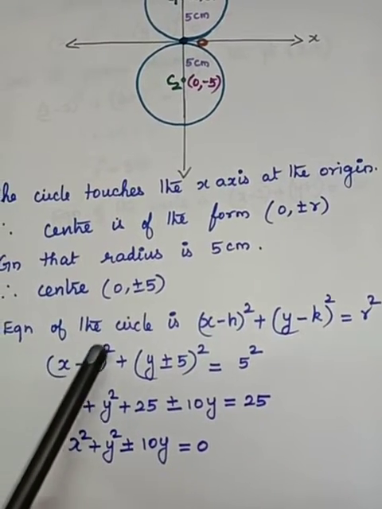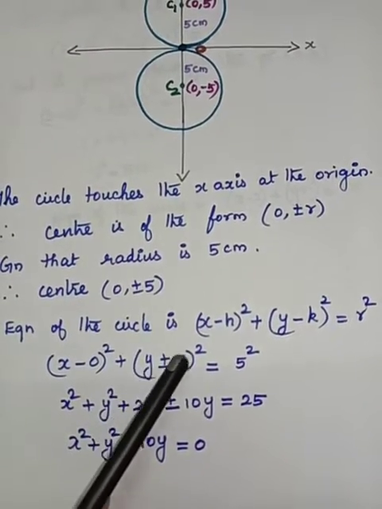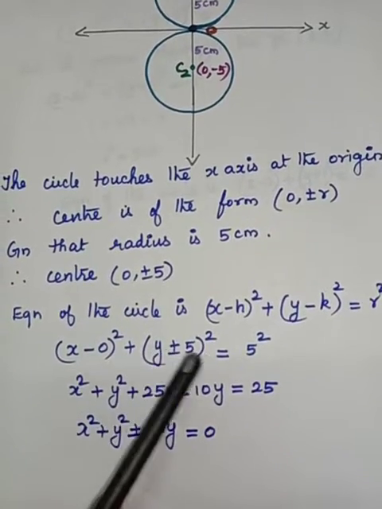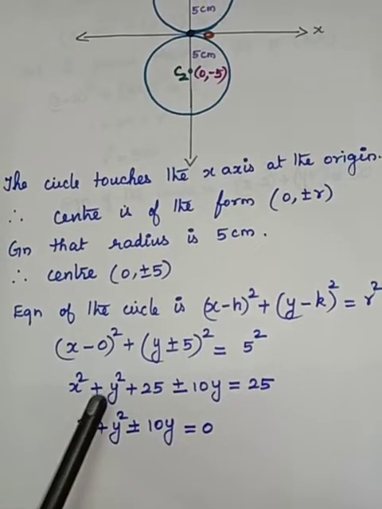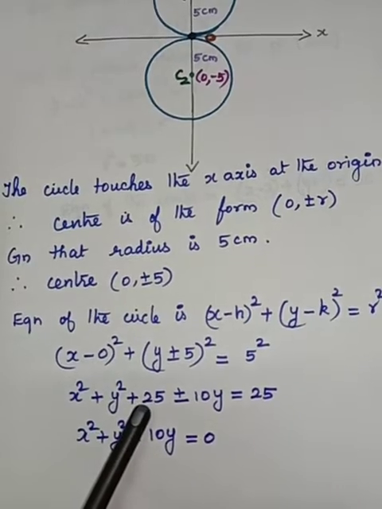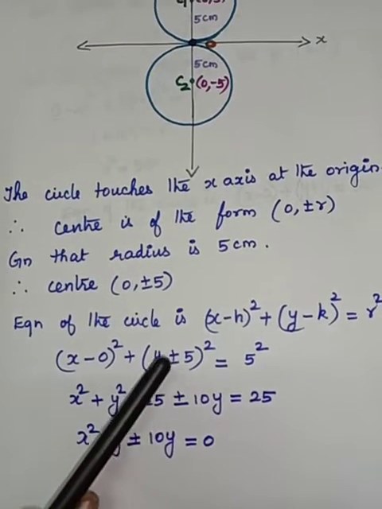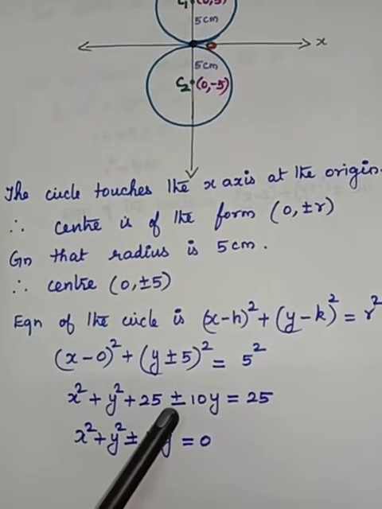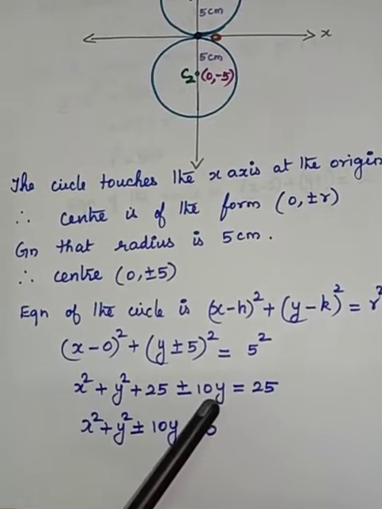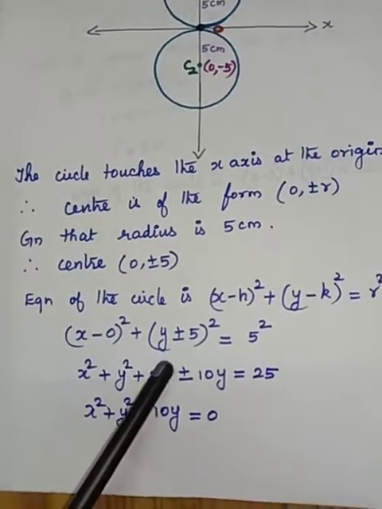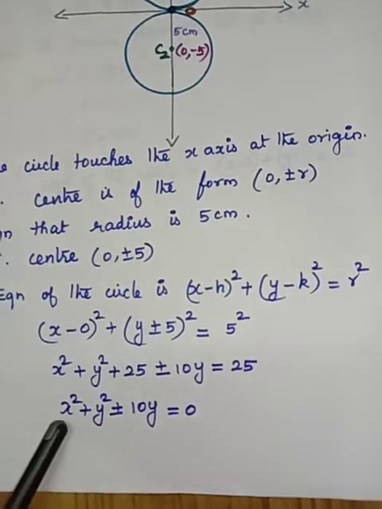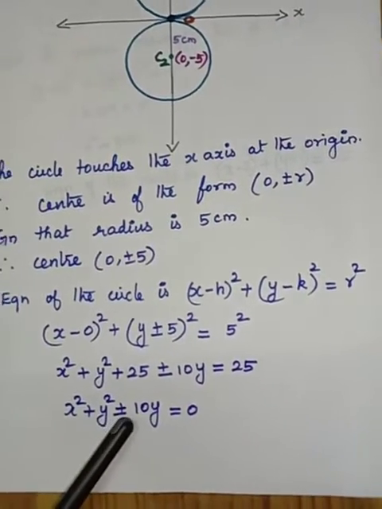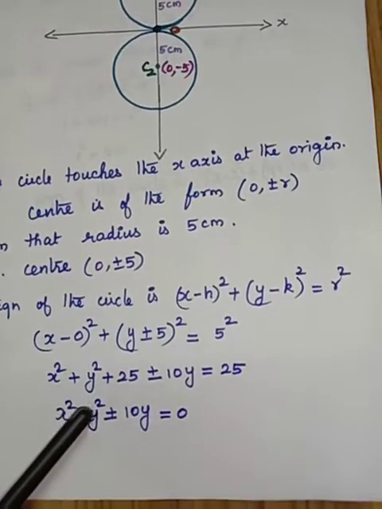So x minus 0 the whole square is x squared. So you have to use a plus b the whole square or a minus b the whole square. So I am using a square plus b square. Plus if you take, it is plus 10y. If you take minus, it is minus 10y, so here you have plus or minus 10y is equal to 25. This 25 and this 25 get cancelled. Your equation is x squared plus y squared plus or minus 10y is equal to 0.